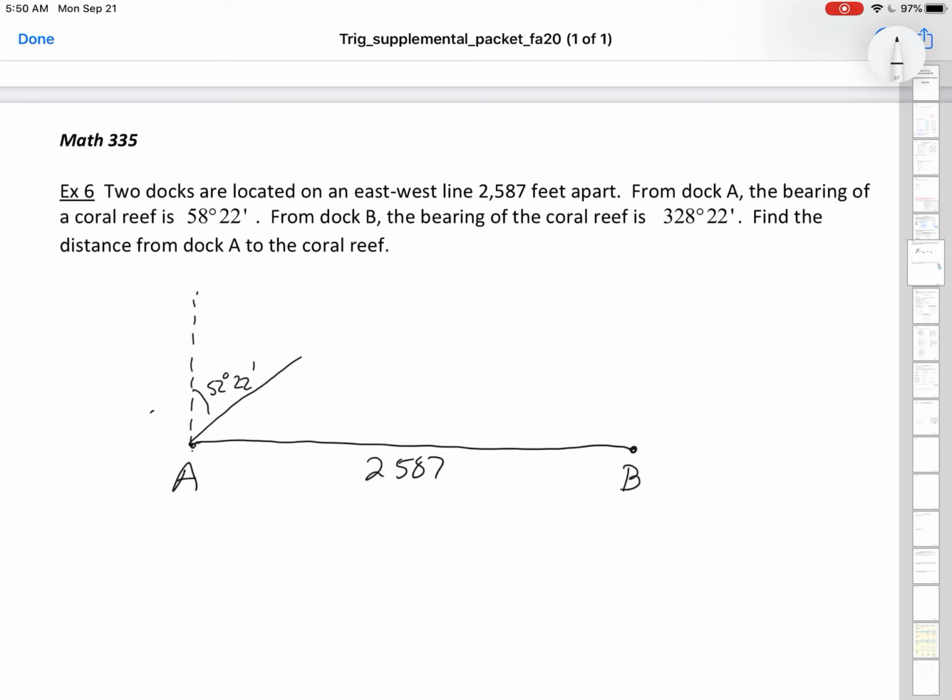From dock B, the bearing of the coral reef is 328 degrees 22 minutes. Again, off of the north-south line, we go 328 degrees 22 minutes and go up like this, and we look at the intersection of those two lines, which intersect out here. So here's the reef, way out there, and we've got dock A and dock B. Let's figure out some things.